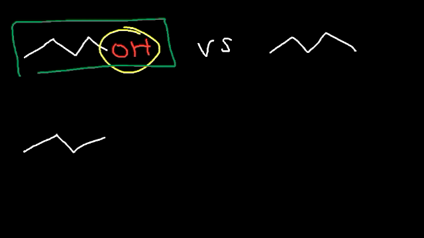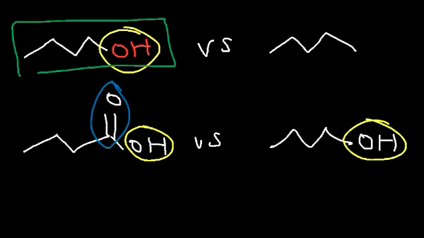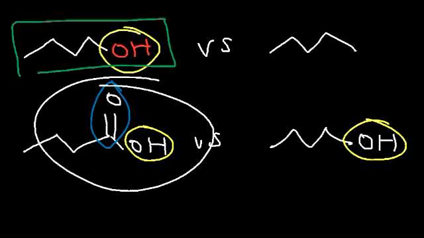Now, what if we were to compare a carboxylic acid and an alcohol? Which one is more polar? Both molecules contain the OH group, but the carboxylic acid also has the carbonyl group. So the carboxylic acid is more polar than the alcohol. Therefore, the carboxylic acid is going to have a higher solubility in water than the alcohol.